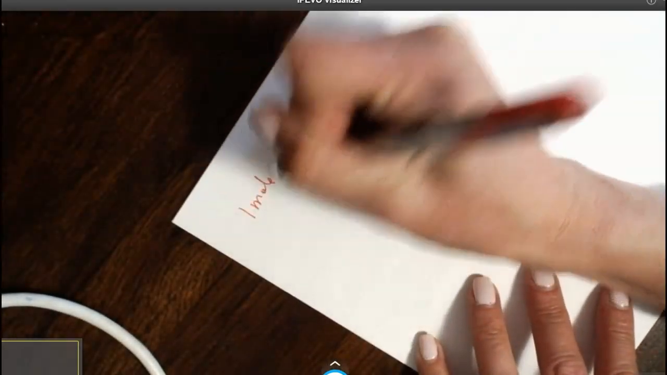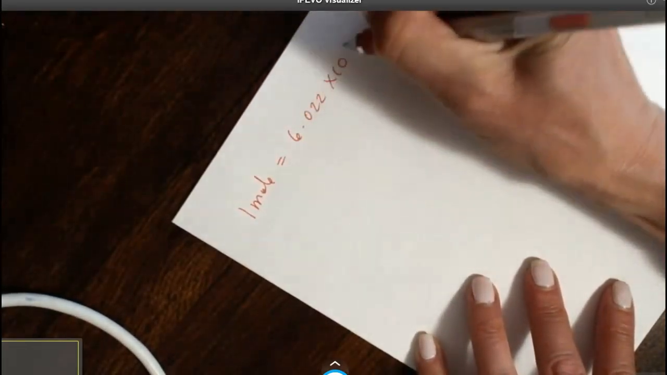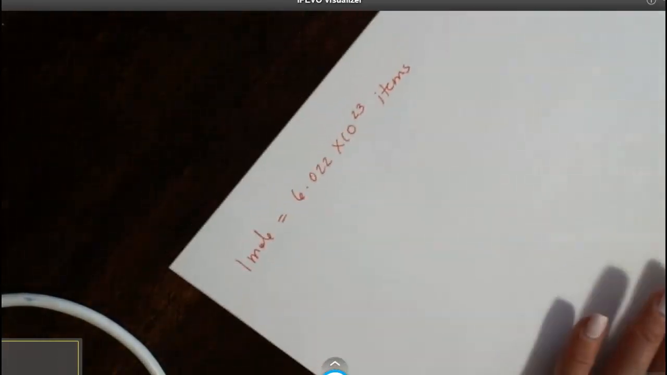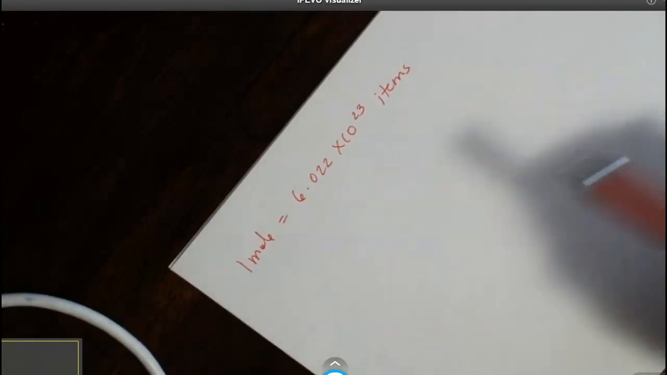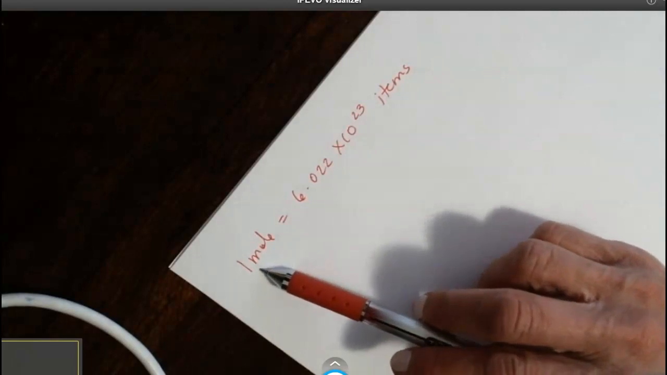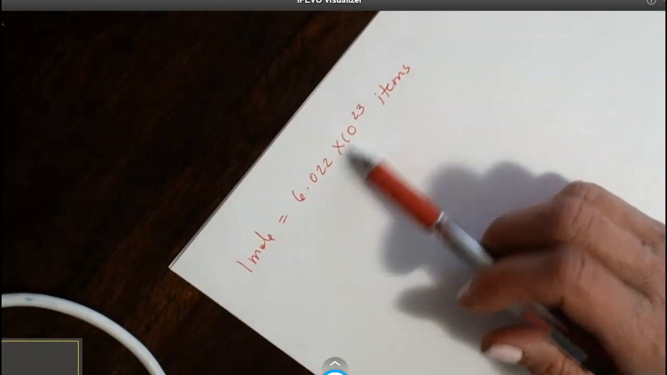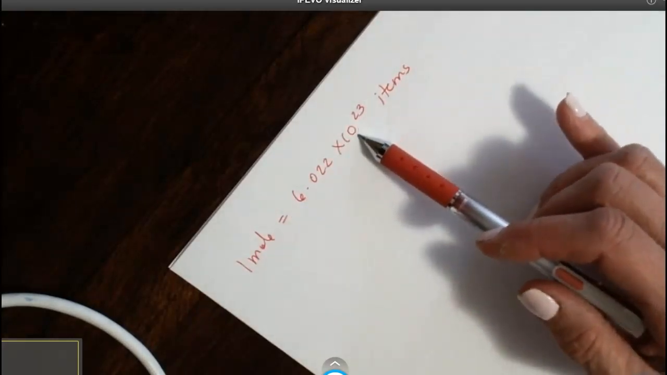1 mole is equal to 6.022 times 10 to the 23rd items. And again, those items could be atoms, molecules, ions, anything that is very, very small. So first of all, it's easier to work in moles than it is with very small particles. 1 mole is going to group this many things, which makes things a lot easier.